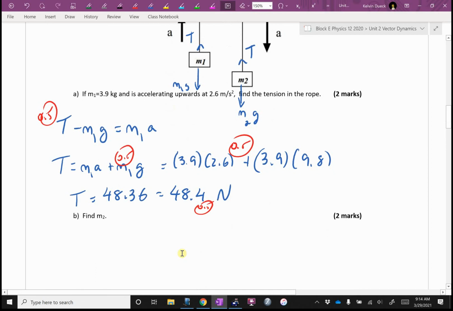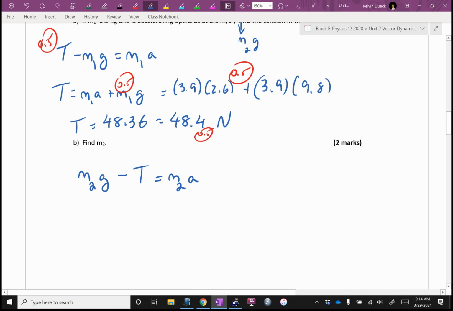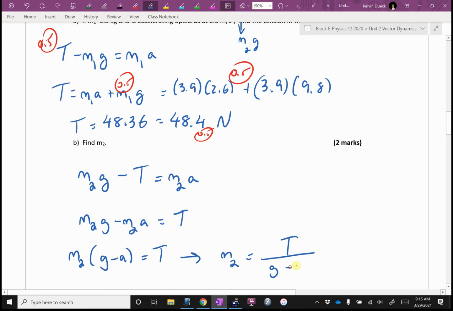Find M2. M2 is accelerating down, so M2G is the winner, tension is the loser. That equals M2A. Percy, how many M2s do I have? How many would I prefer? Let's get them to the same side. Swappy dance. I'll get M2G minus M2A equals T. What can I do now? Yeah, GCF. A great tool to have in your back pocket when you're doing something like this. I'll get M2 bracket, oh geez, that's messy. Bracket G minus A equals tension. So M2 is going to be tension divided by the bracket.